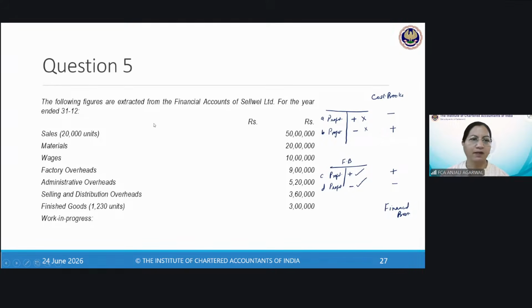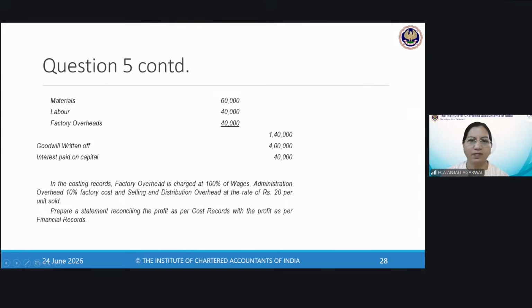Let's look at this question now. Following figures are extracted from the financial accounts of Selwell Limited for the year ended 31st December, let's say 2025. Sales is 20,000 units worth rupees 50 lakh. Materials, wages, factory overheads, administration overheads, selling overheads are given. Finished goods are given as 1230 units. Work in progress is also given, which comprises material, labor, and overheads to the tune of 1,40,000. Goodwill is written off and interest is paid on capital.